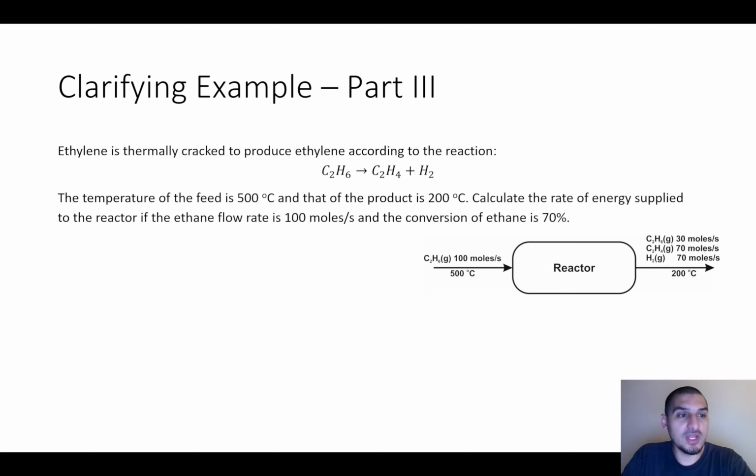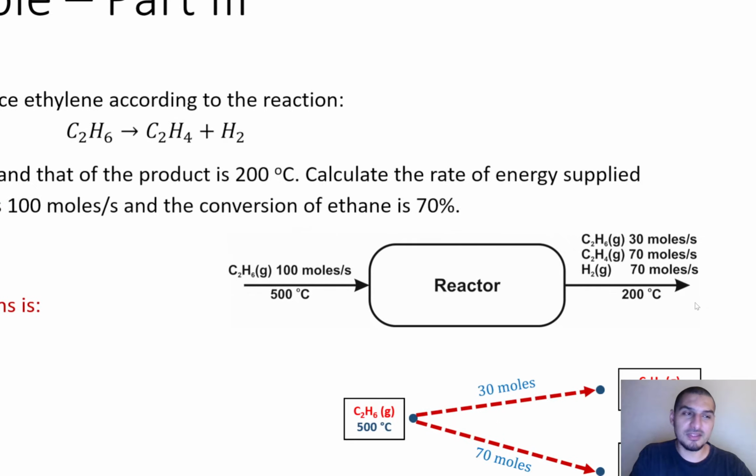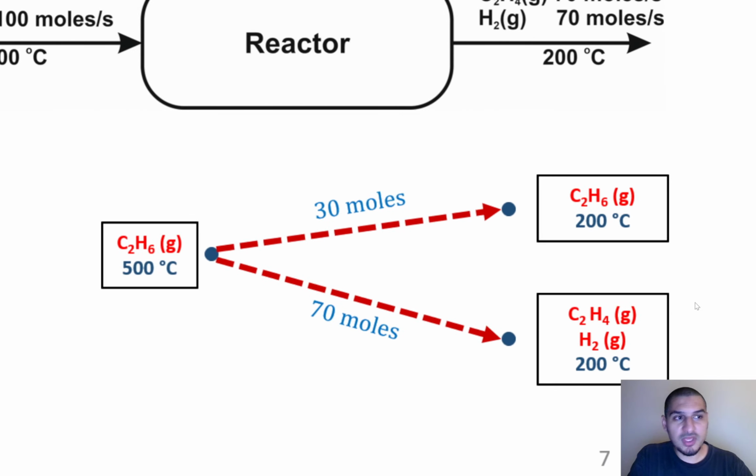And now we will have the same energy balance equation that reduces to Q equals delta H. And now there is something different. So if you look at the conditions that we have here, you would see that we have ethane at 500 degrees Celsius, 70 moles of which are converted into ethylene and hydrogen at 200 degrees Celsius, and 30 moles come out as ethane, but at different temperature. So here we have delta H, and here we have delta H.